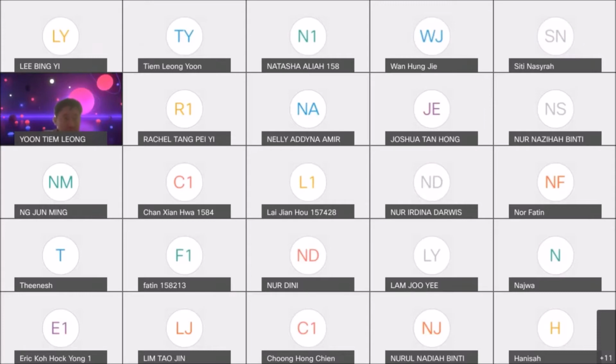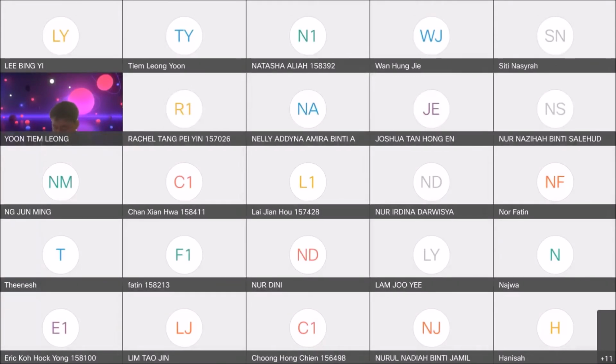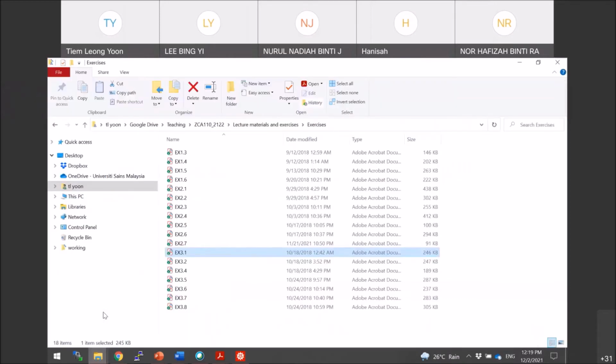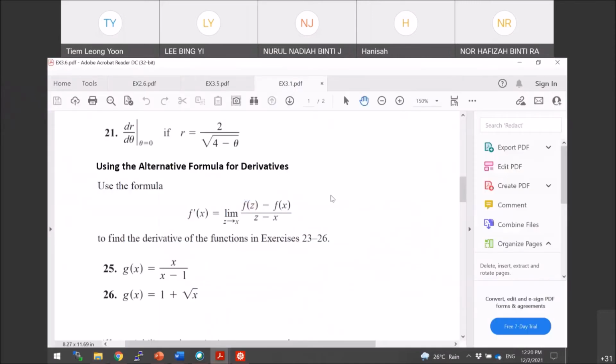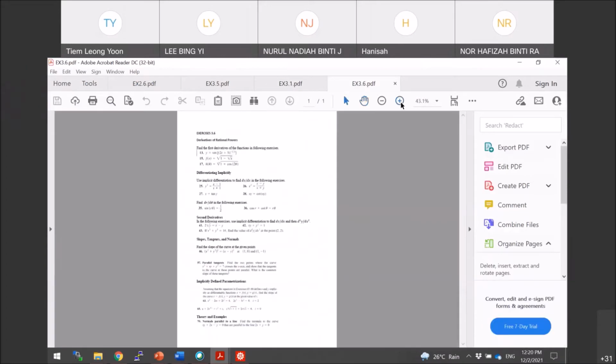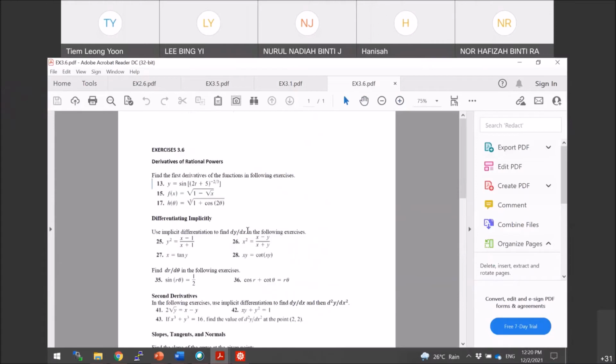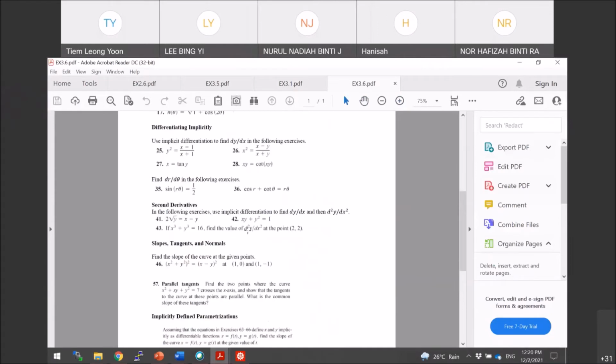So I'm going to look at another question, which is exercise 3.6, question 65. Okay, so this is good. This is not a formal session. It's just a recording, so we have a lot of time to discuss this question, exercise 3.6, question 65.